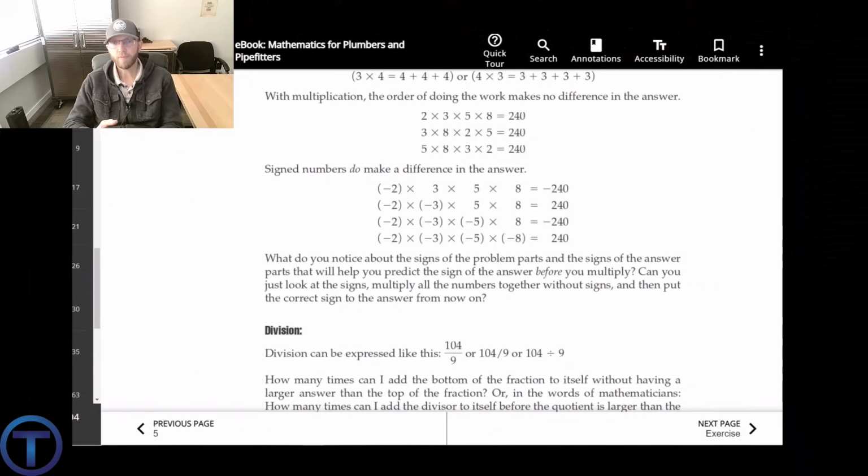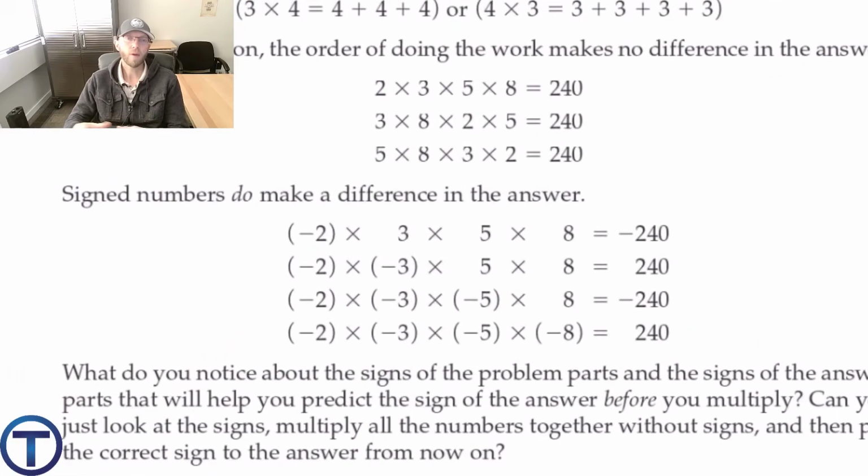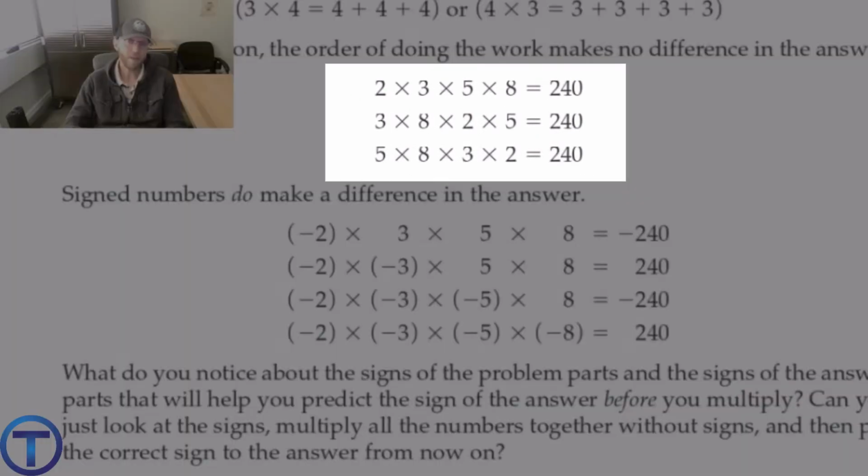Let's review a couple of multiplication principles. One principle being that when it comes to multiplication, it doesn't matter what order you multiply those numbers in. If it's the same numbers, you can multiply them in whichever order, you're going to get the same answer. For example, we have a series of numbers here, each of them equaling 240.